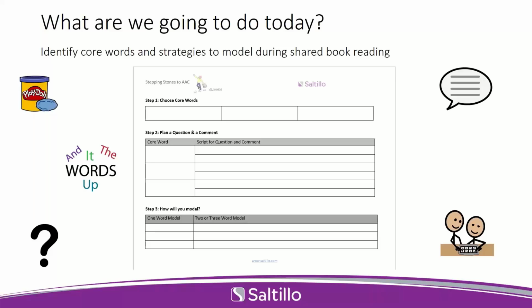The screenshot you see is in one of your handouts. It is in the materials tab, as we mentioned. This is our Stepping Stones to AAC planning form. And so this is where we're going to be walking through this together today to give you some practice as to how to fill this out later on by yourself. So we will identify some core words, we will plan questions and comments, and then we will discuss how we might model this and show you a video for how to do that with the activities with Play-Doh and blocks.